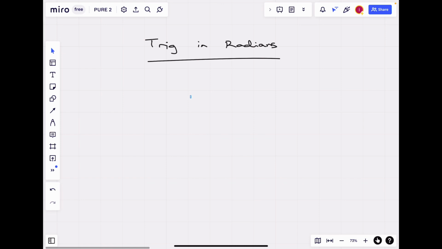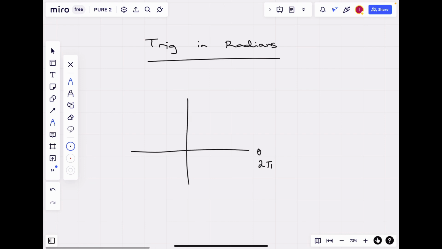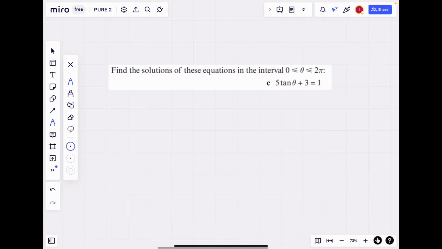So the CAST diagram for radians looks something like this. 0, 2 pi. This is just pi. This is pi over 2. This is 3 pi over 2. Okay? How you work with the CAST diagram is exactly the same. Solving trig equations is exactly the same. So that being said, can you try and do this question for me, please?